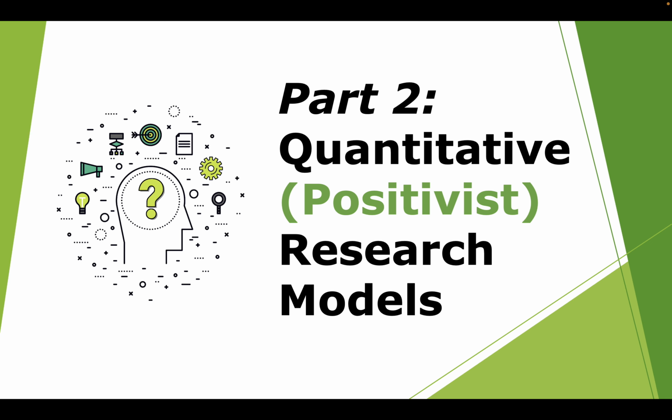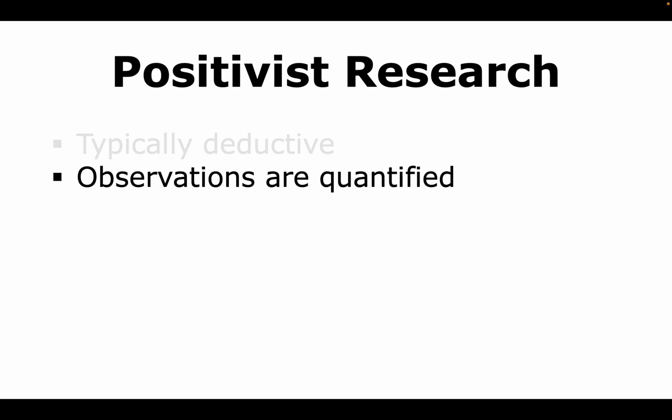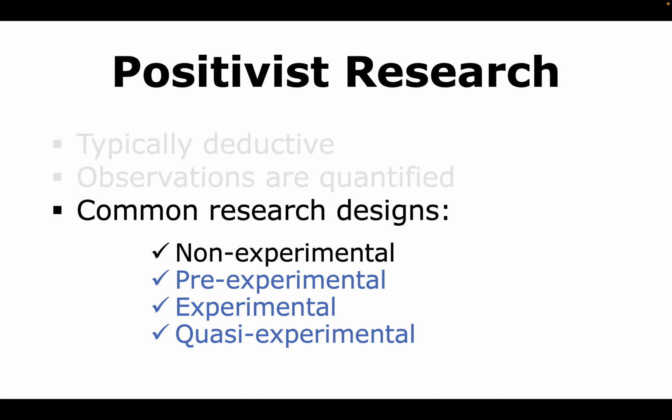Now, Part 2 focuses on quantitative research models, and you'll notice on the title here that I have positivist in parentheses. Just to remind you from Part 1, positivist research, or at least the positivist philosophical approach to research, is typically deductive, and the models typically involve making observations that are quantified in some way. That is usually turned into some kind of number.